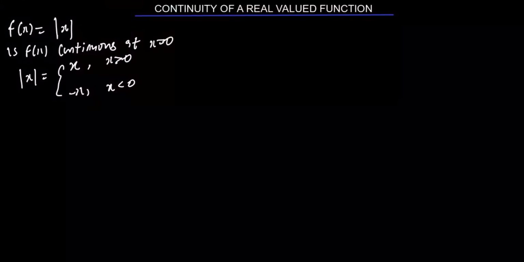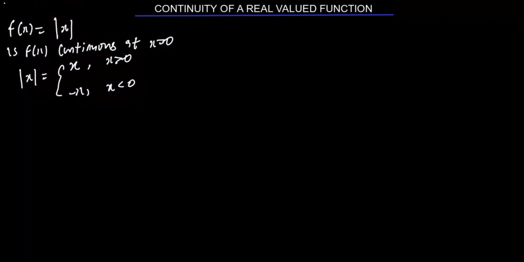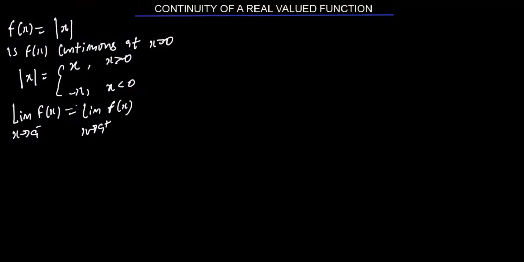Firstly, we already know what the first condition is. Let me write the definition. The limit as x tends to a negative of f of x must be equal to the limit as x tends to a positive of this same f of x. That's the first condition, that left-hand limit must be equal to right-hand limit. Let's see what's my left-hand limit here. Watch my previous video on existence of limit and one-sided limits to know how to evaluate this. The link is in the description box below.